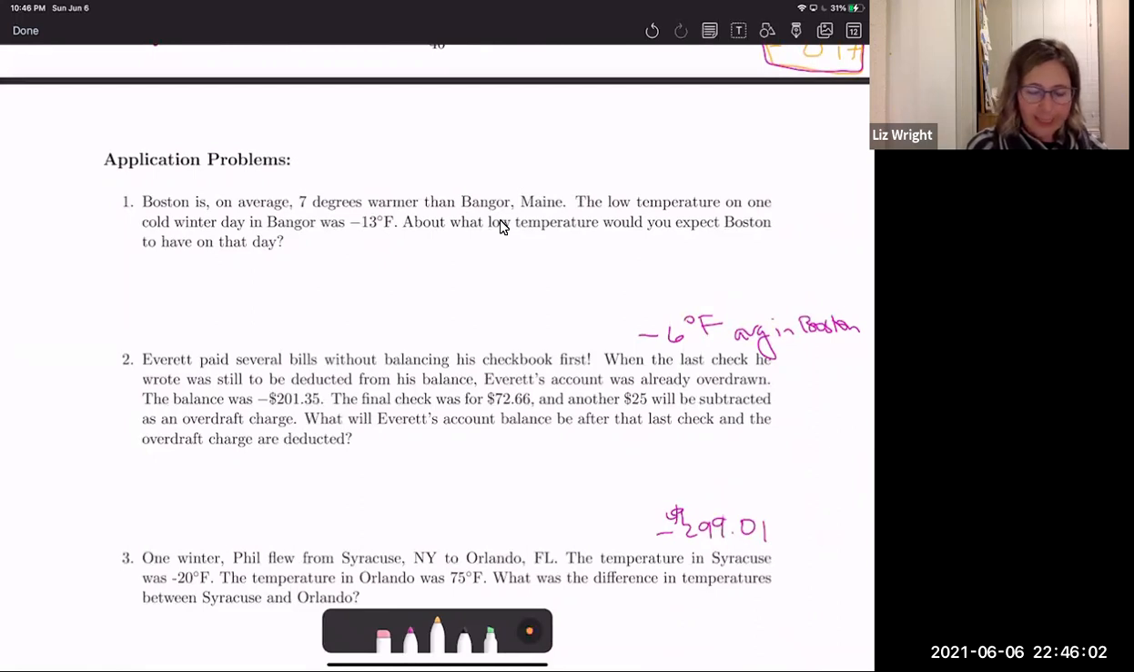All right, so Boston is on average 7 degrees warmer than Bangor, Maine. The low temperature on one cold winter day in Bangor was negative 13 degrees. About what low temperature would you expect Boston to have on that same day? So Boston is typically 7 degrees warmer than Bangor, and we know that Bangor on this particular day was negative 13 degrees. So we are taking negative 13 and adding 7 to it, which gives us negative 6 degrees Fahrenheit in Boston.